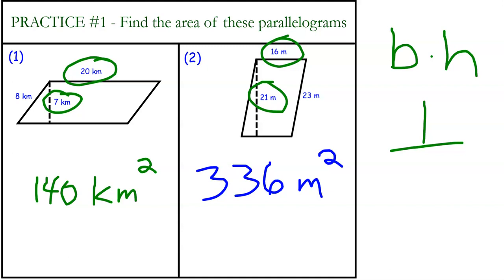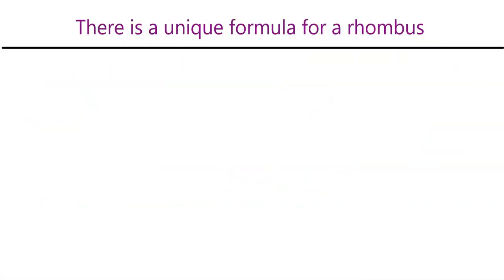Again, be very careful that you are not tricked into using the other side of the parallelogram. That's an important piece of information, but not relevant to the area. If we have rhombuses, the fact that their diagonals are perpendicular means that we can actually come up with another formula for the area of a rhombus.